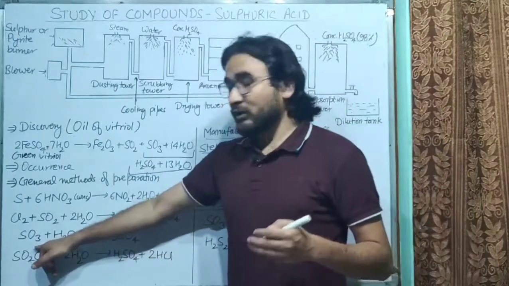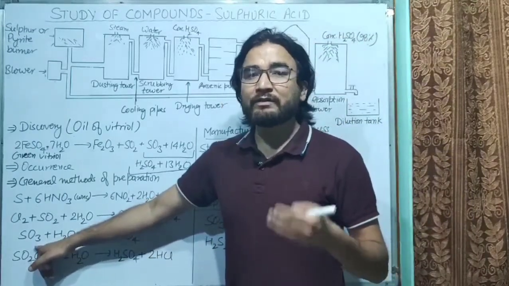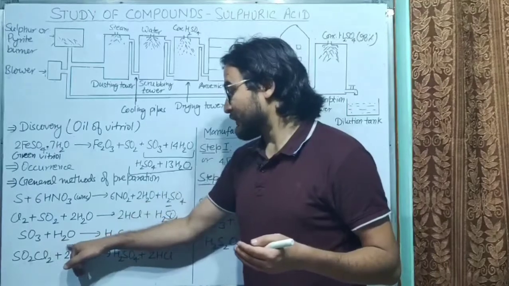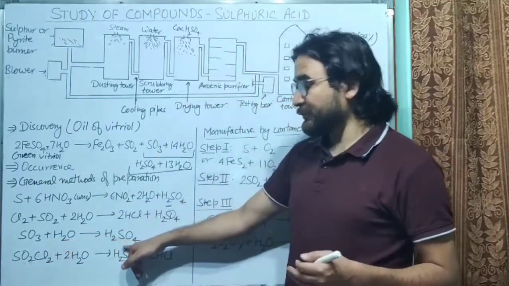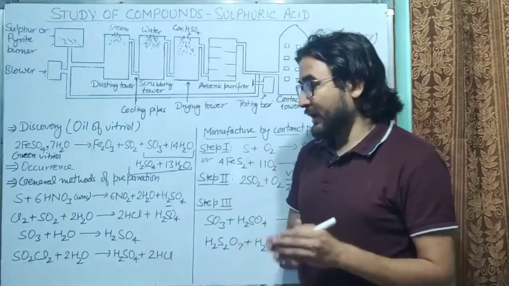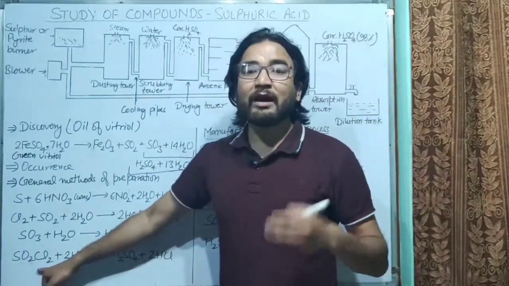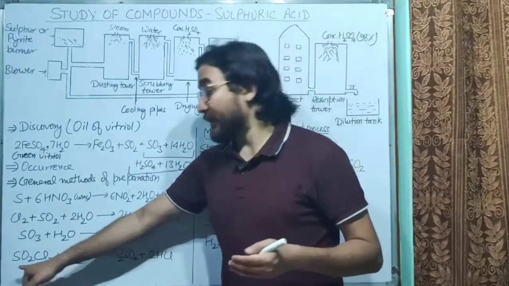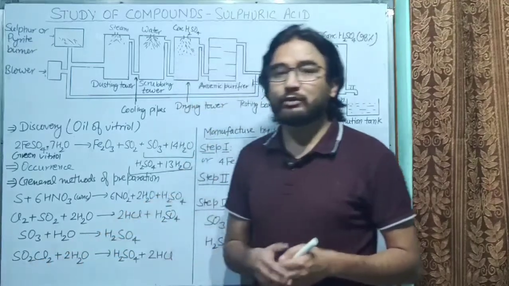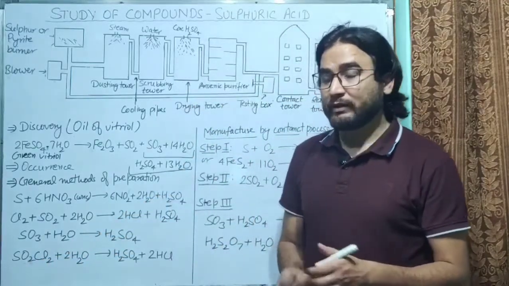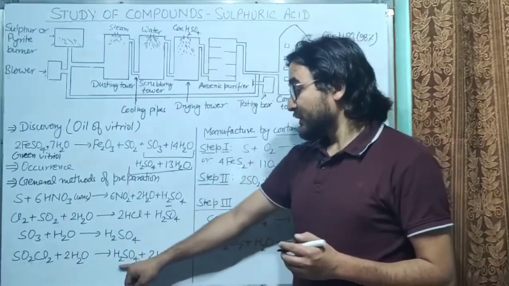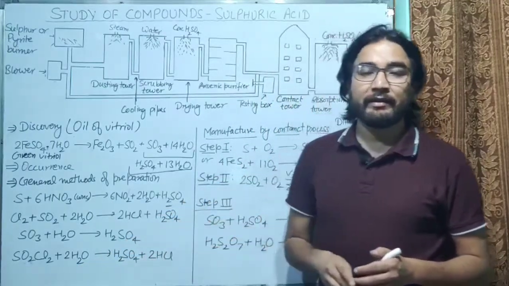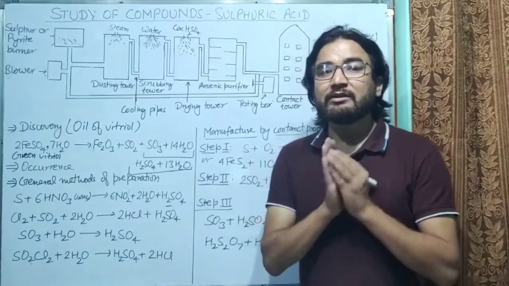Now it can also be obtained by dissolving sulfur trioxide in water. So you can see sulfur trioxide when dissolved in water will give you sulfuric acid, and then by the hydrolysis of sulfuryl chloride, that is SO2Cl2, it is known as sulfuryl chloride. So by hydrolysis of sulfuryl chloride you will get sulfuric acid and HCl. So these are the general methods.